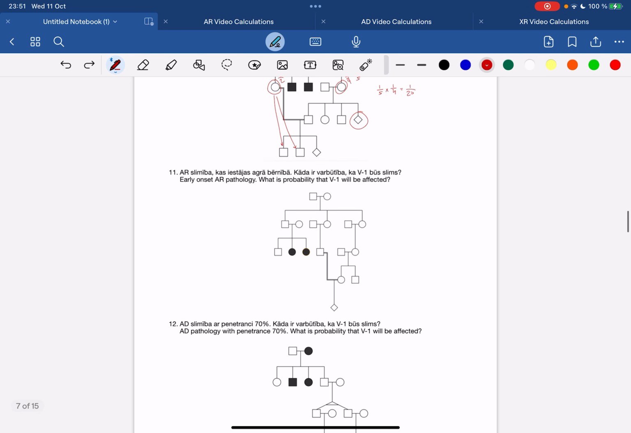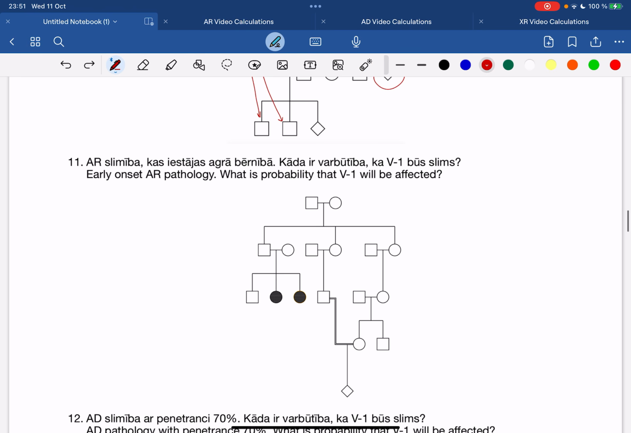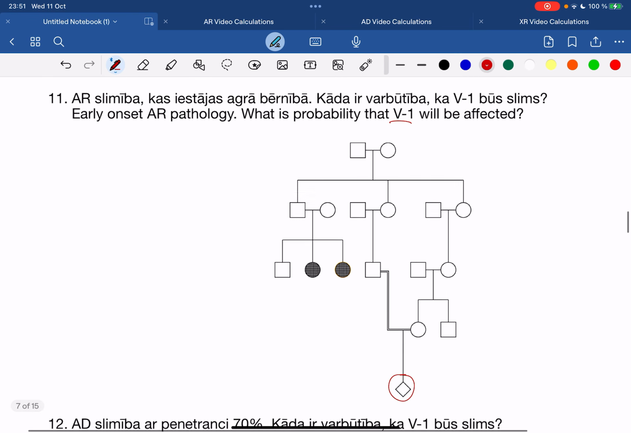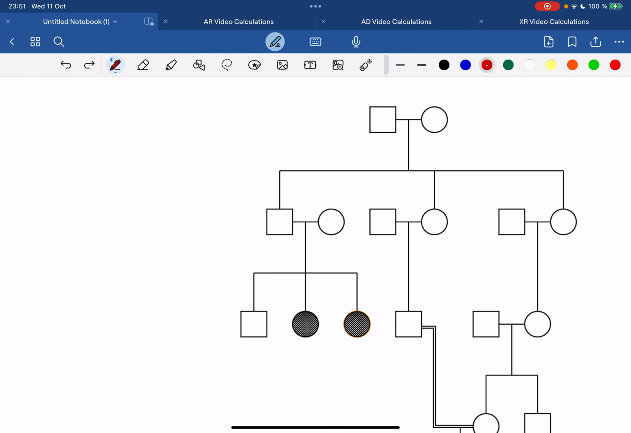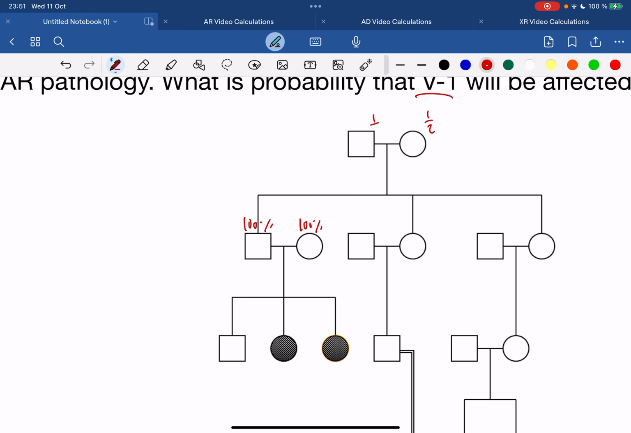Next up is an AR pathology question. And here we want to know the chance for 5-1 to be affected. So this person right here. So for AR, we know that if people are affected, their parents, when they're not affected, have to be 100% heterozygous. And that also means that we do the half relative rule. So these people have half a chance, parents, siblings.